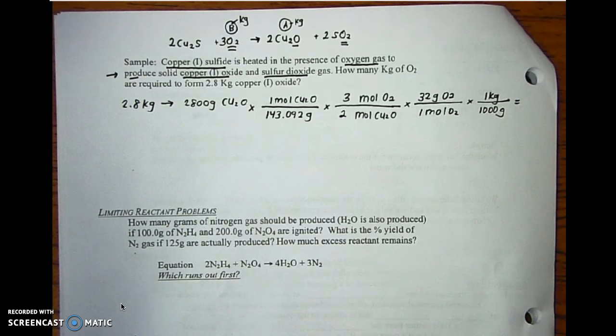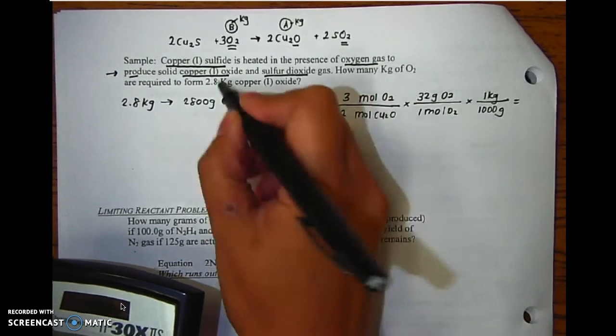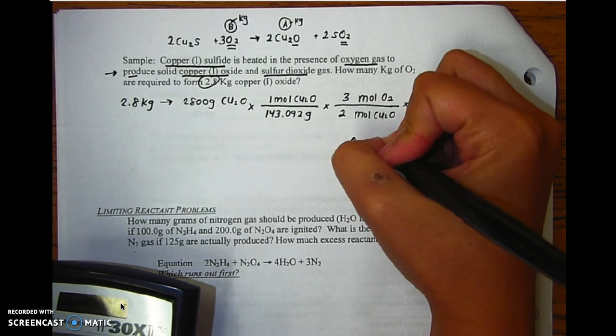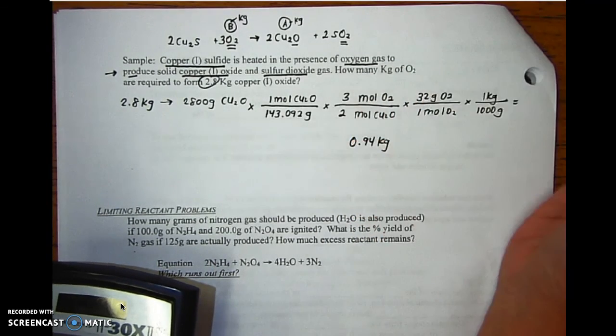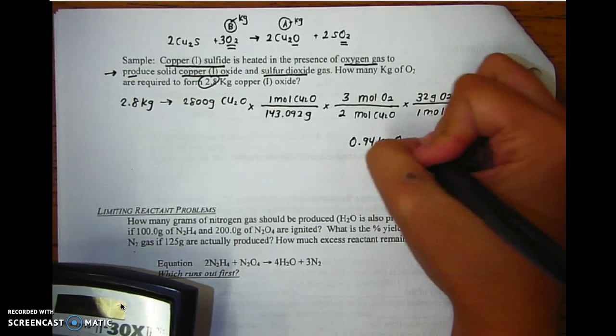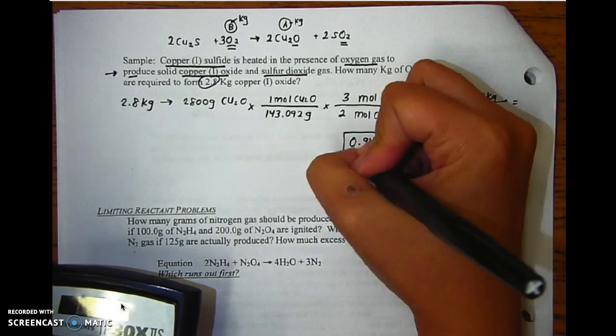So 2,800 times that by 3 times 32. I got 268,800. And then I'm going to divide by 143.092 times 2 times 1,000. And it looks like we started off with 2 significant figures in our problem, so I'm going to round my answer to 2 significant figures. And we end up with 0.94 kilograms of oxygen gas. And that's it.